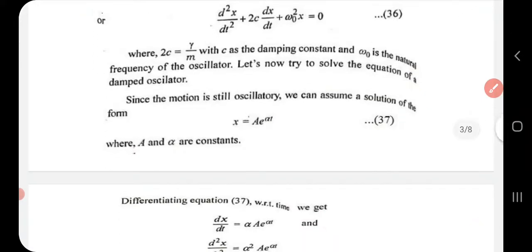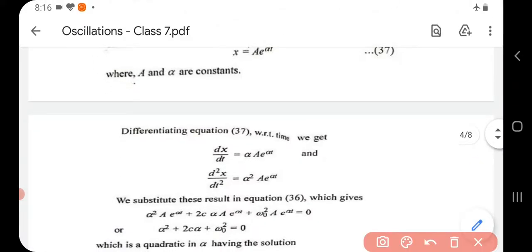Now, just differentiate x equal to a e raised to alpha t with respect to t. So dx by dt is, a being a constant, the differential of e raised to alpha t, which is alpha e raised to alpha t. So this will be alpha a e raised to alpha t. Once again you differentiate, that is d square x by dt square. Again it will be alpha square a e raised to alpha t. So you have got expressions for dx by dt, d square x by dt square, and for x.